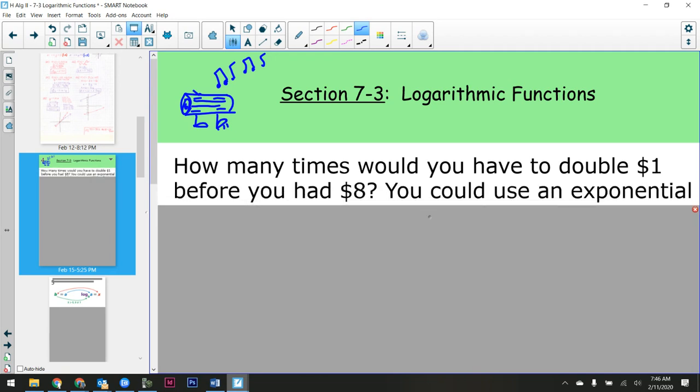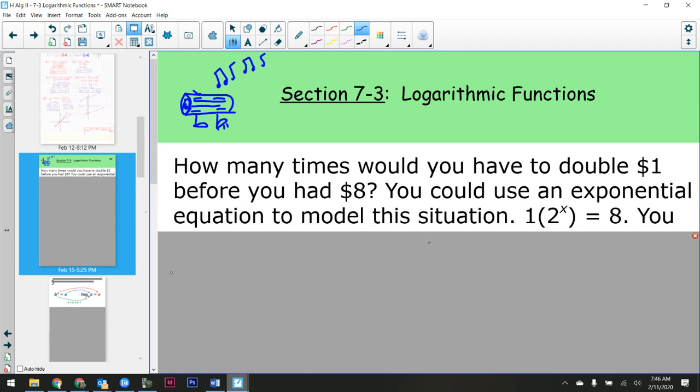I have a question for you. How many times could you double $1 to get to $8? Three times, right? You double it once. How much money do you have? Twice? Three times? $8. Right? You could double it 3 times to get to $8.